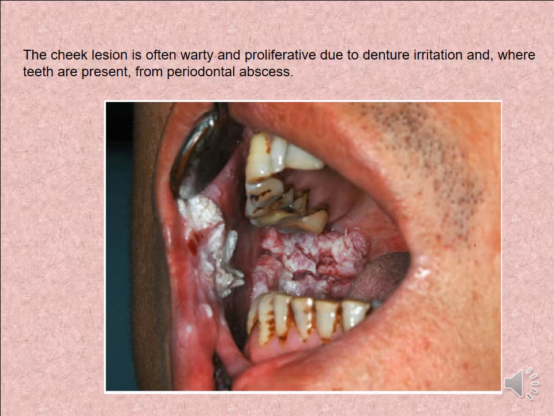The carcinoma of the cheek is often warty and proliferative due to denture irritation, and where the teeth are present, from periodontal abscess. This irritation of the buccal mucosa leads to a leukoplakic lesion of the cheek. This big mass is carcinoma of the buccal mucosa.